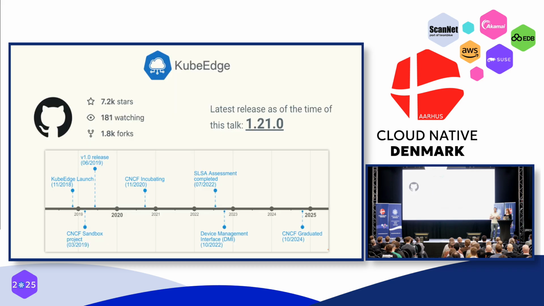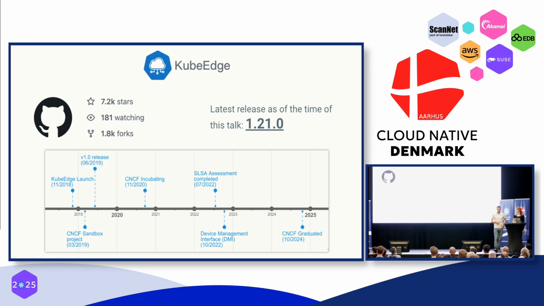So KubeEdge was started in 2018 by Huawei in China, with the stated mission to extend Kubernetes at the edge to edge nodes and IoT devices. So the main features are to handle unreliable connectivity, management of devices through the use of device twin, which we'll talk about in a little bit, and use the standard Kubernetes API. So pretty much the same things we just talked about in the challenges.